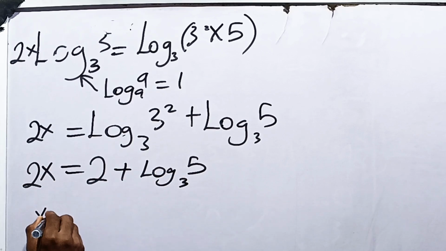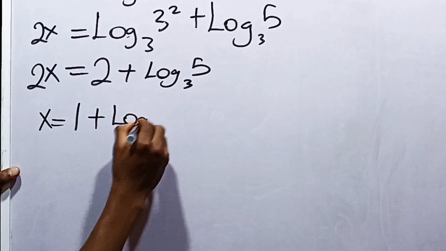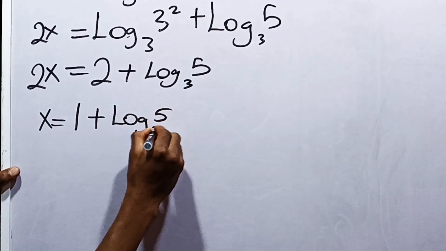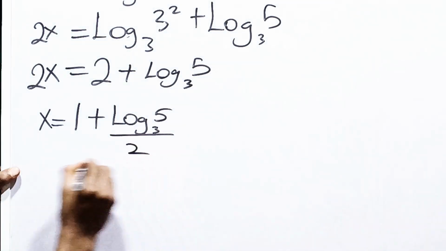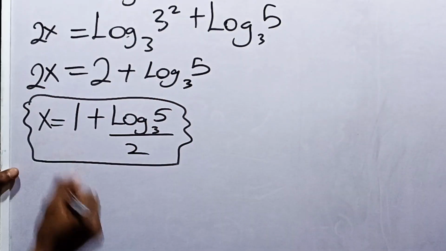Hence our x here now will be equal to 2 divided by 2 is 1, plus log of 5 to base 3, divided by 2, okay? So this becomes the final answer for x in this question.